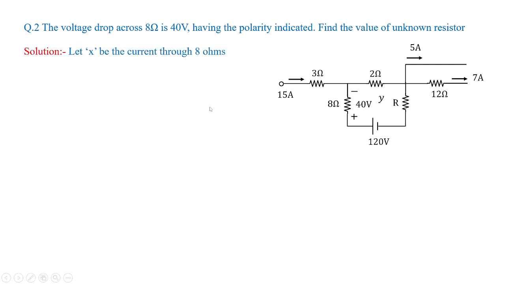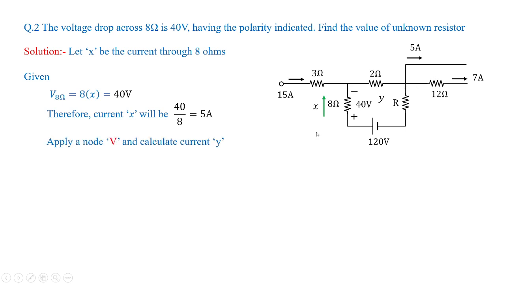Fine. So let X be the current flowing through 8 ohms. I have taken the direction of current X in this direction, and the voltage across 8 ohms is nothing but 40 volts. With that, I'm going to get the value of current X, which is nothing but 40 by 8, which is 5 amperes. So I have obtained the value of the branch current X, which is continuous from this node to this node.